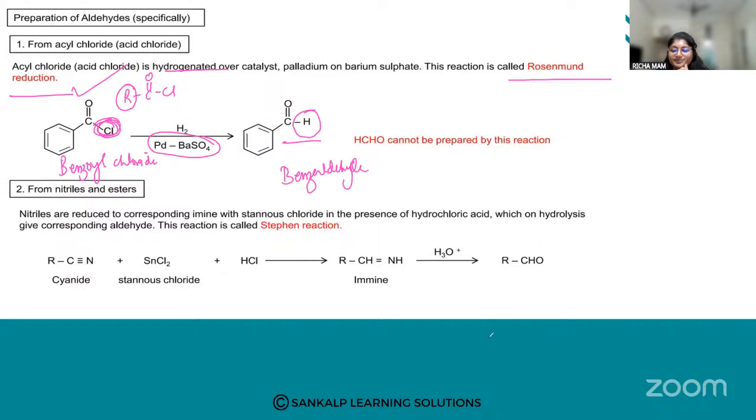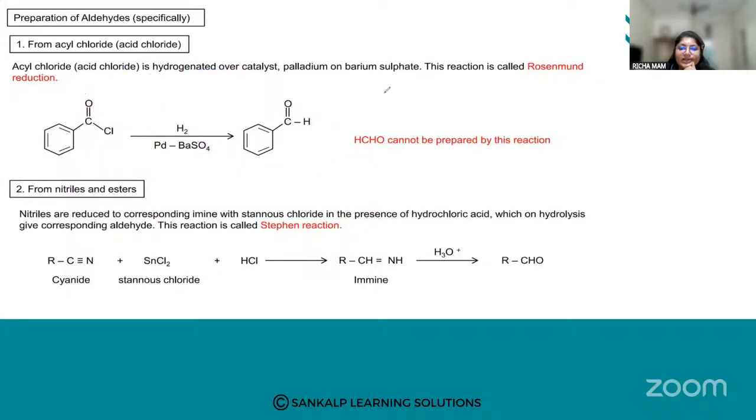Is it clear? Yes. Okay. So acid chloride is hydrogenated over a catalyst, palladium on barium sulfate, and this is called the Rosenmund reduction. Let me give you one more example. Take CH3C, C double bond O Cl, in the presence of H2, palladium and barium sulfate. What am I going to get? I'm going to get CH3C double bond OH. So I have got acetaldehyde.